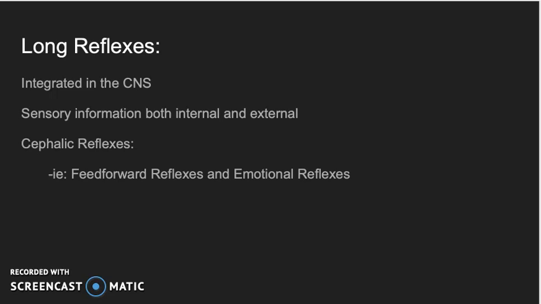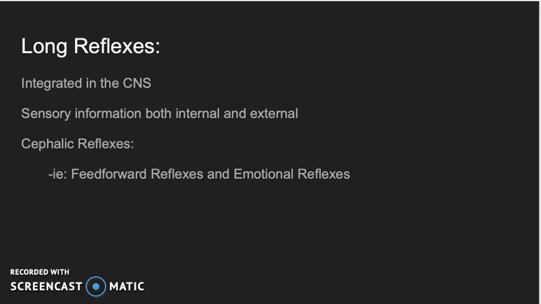Now let us discuss long reflexes. Long reflexes within the enteric nervous system utilize crosstalk between the enteric nervous system and the central nervous system. This allows parasympathetic nerve fibers via the vagus nerve and sympathetic nerve fibers via the prevertebral ganglion to send sensory information to the central nervous system to be integrated. Sensory information can be both internal and external, and cephalic reflexes, which we'll get into in a minute, are the feed-forward reflexes and the emotional reflexes.